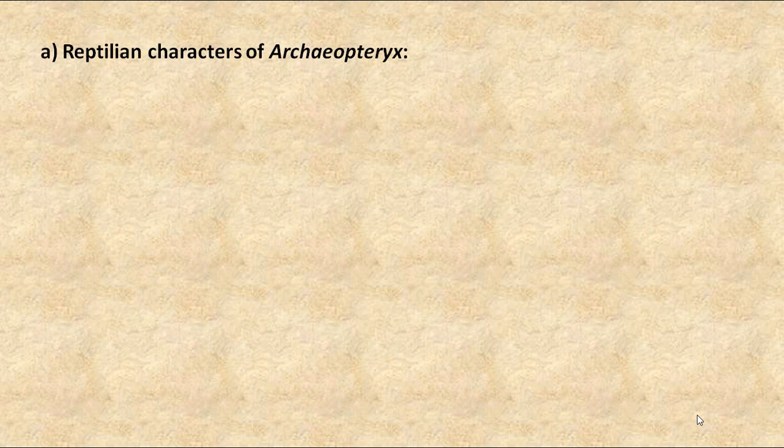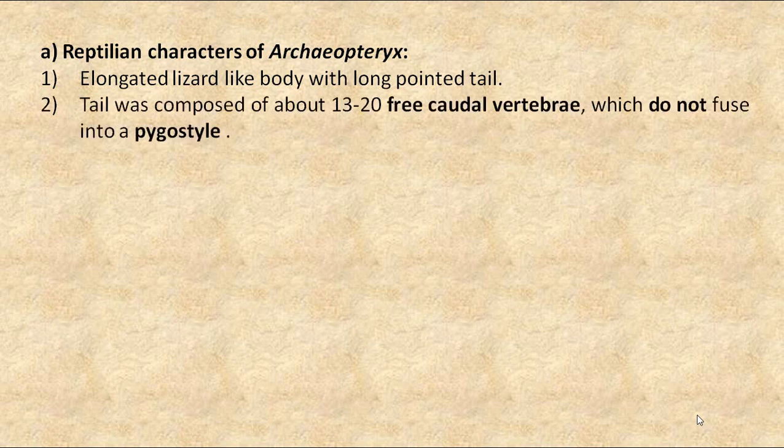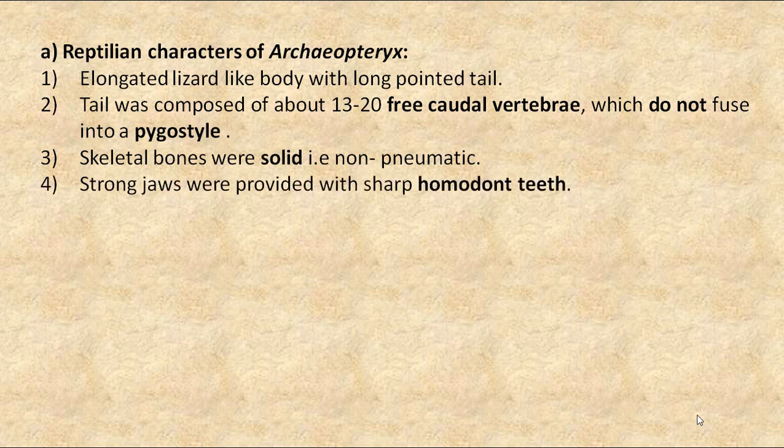Now let us see which are the reptilian characters shown by Archaeopteryx. Elongated lizard-like body with long pointed tail. Tail was composed of about 13 to 20 free caudal vertebrae which do not fuse into a pygostyle. Skeleton bones were solid, that is, non-pneumatic. Strong jaws were provided with sharp homodont teeth.